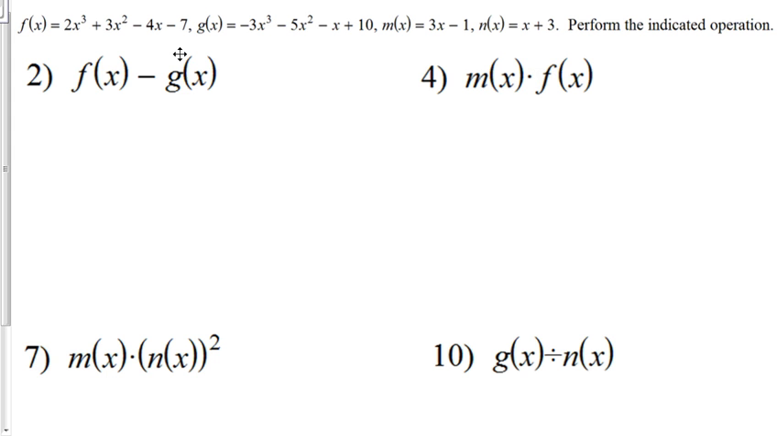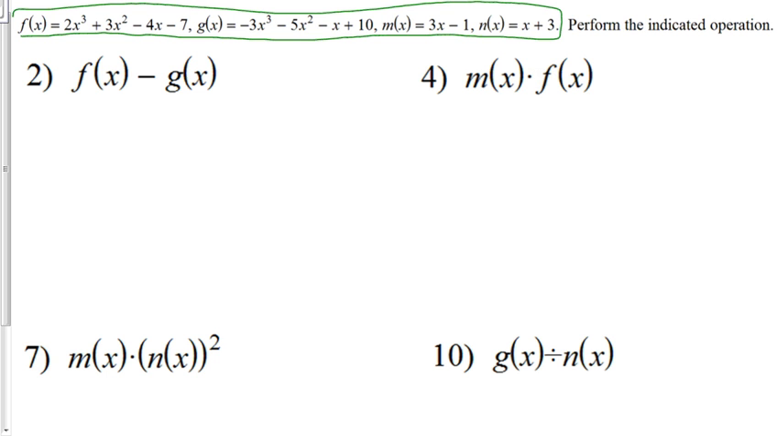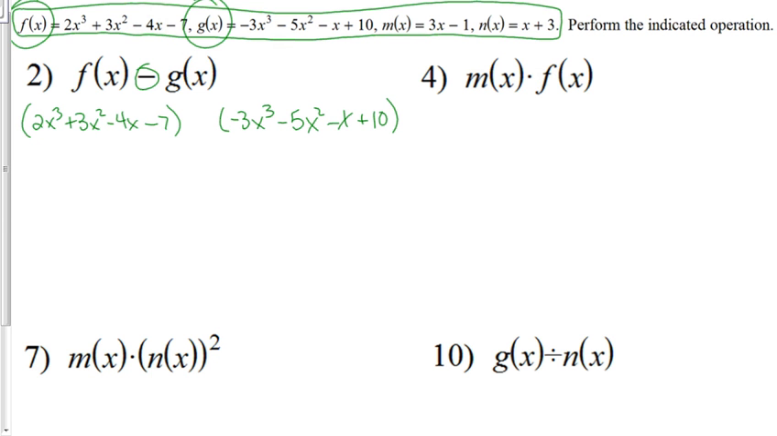So the first thing that you need to notice is that all the functions are labeled in the directions. So f of x, g of x, m of x, and n of x are up there. Basically, you're going to take a look at what it asks you to do, take the functions involved, and use the names that they give you. So f of x minus g of x is going to take f of x and subtract g of x. So f of x is 2x cubed plus 3x squared minus 4x minus 7, and g of x is negative 3x cubed minus 5x squared minus x plus 10. And it says subtract, so we're going to subtract.